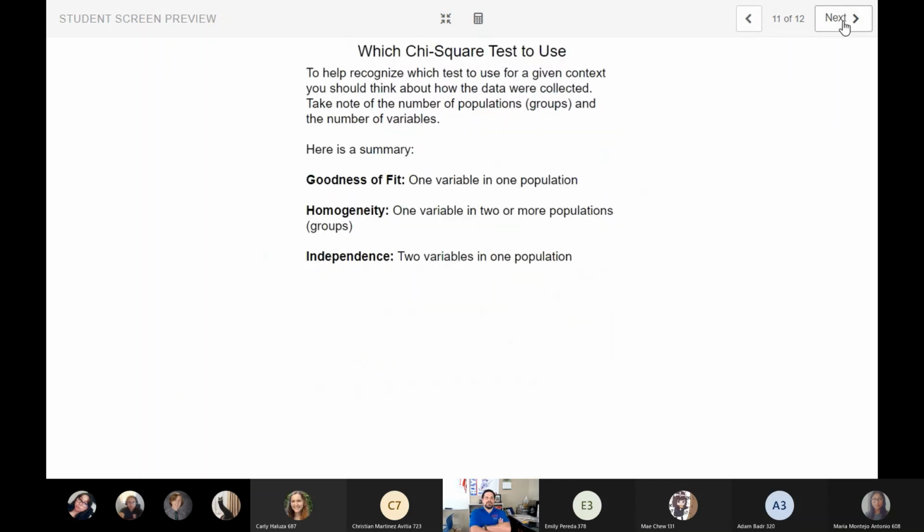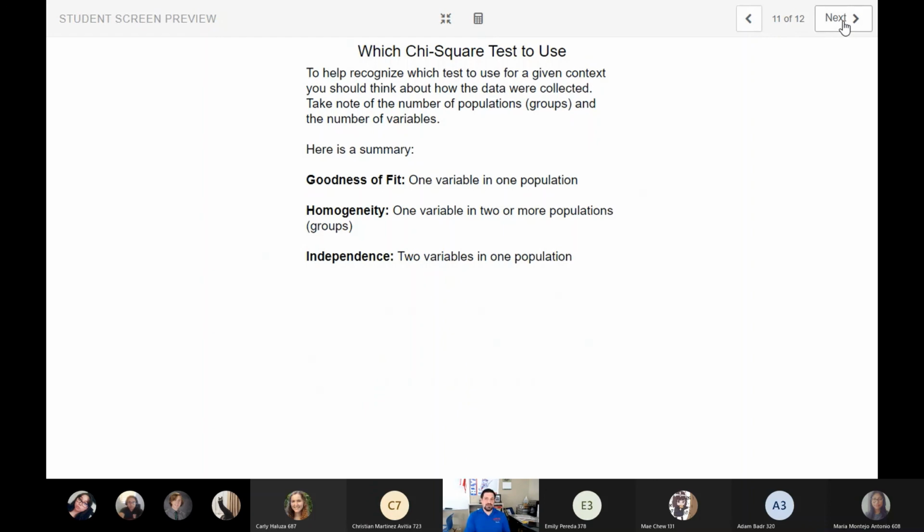All right, this next page is just an information page here. Which chi-square test to use? To help recognize which test to use for a given context, you should think about how the data were collected. Take note of the number of populations or groups and the number of variables. Here's a summary. For the goodness of fit test, which we saw in 11.1, there should be 1 variable and 1 population. Right, we get a one-way table.